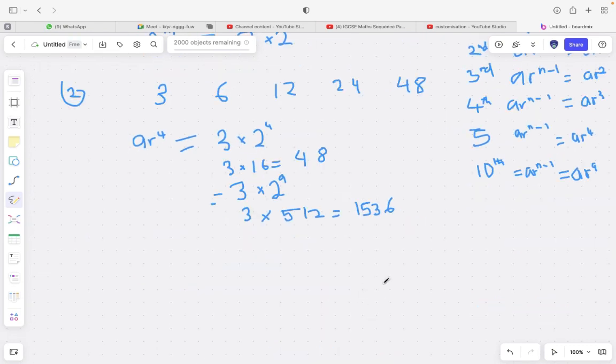Is that okay? If you are asked to find the 10th term of this geometric sequence, it will give you this value. So it's easy to apply. Is that okay?